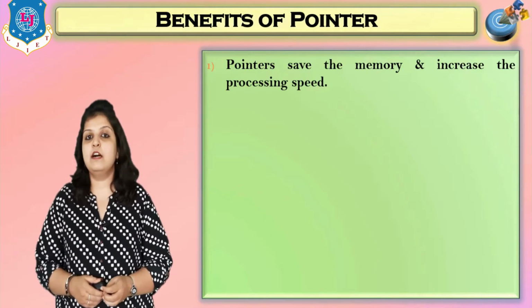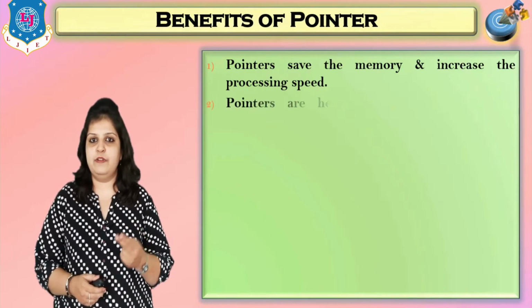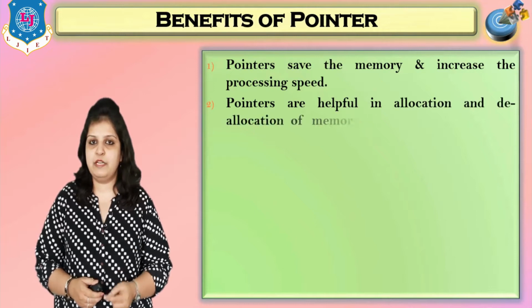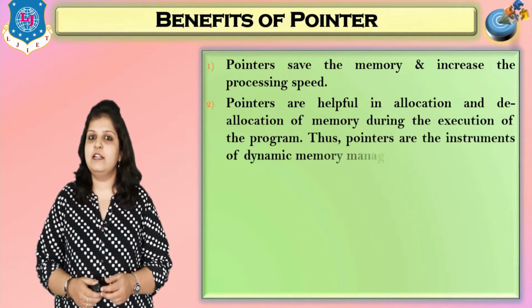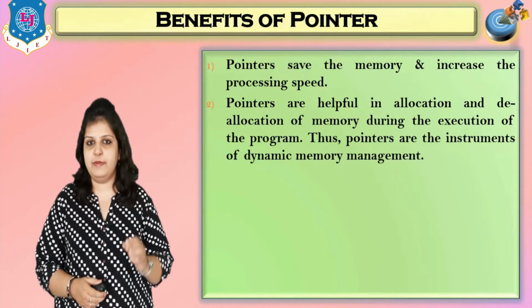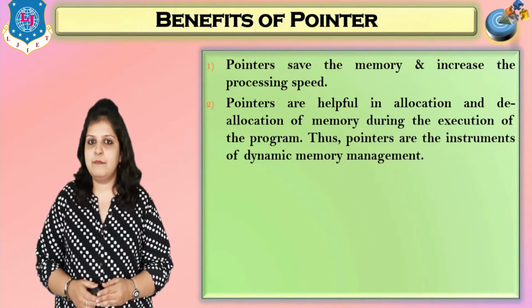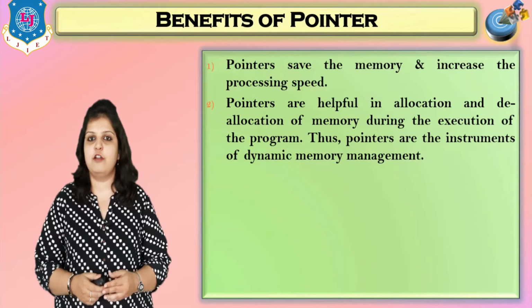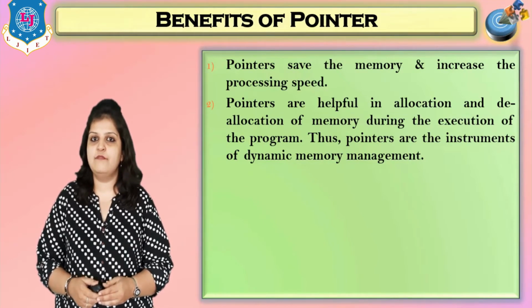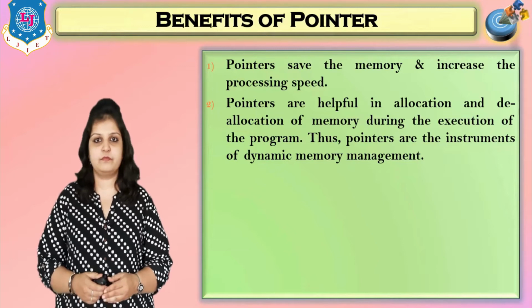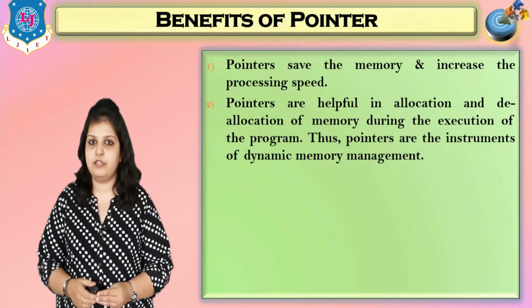Then we can allocate memory in two different ways. First is static memory allocation and second is dynamic memory allocation. Static allocation is done by the compiler automatically, but dynamic memory allocation is done by the user, or we can say the programmer. So this allocation is always done with the help of a pointer. So it is very important.